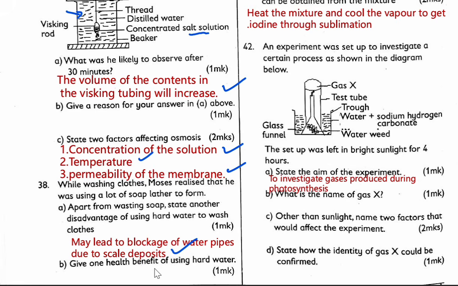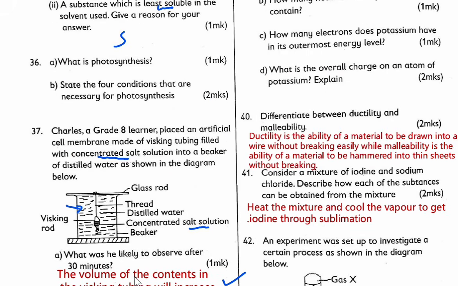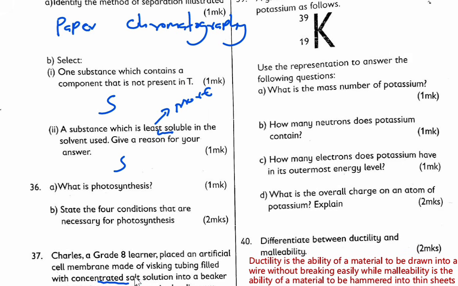Part B, give one health benefit of using hard water. Because we have said hard water contains calcium and magnesium ions, the calcium ions are very important in making the teeth and the bones strong. So we're going to say calcium ions make the teeth and the bones strong. This space also is very limited. So that is the answer. Calcium ions make the teeth and the bones to be strong.